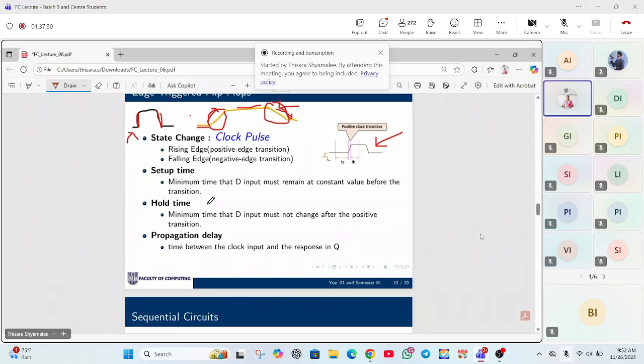Then the last one is the propagation delay. Propagation delay means the time between the clock input and the response. So those are the four terms: state change, setup time, hold time and the propagation delay.